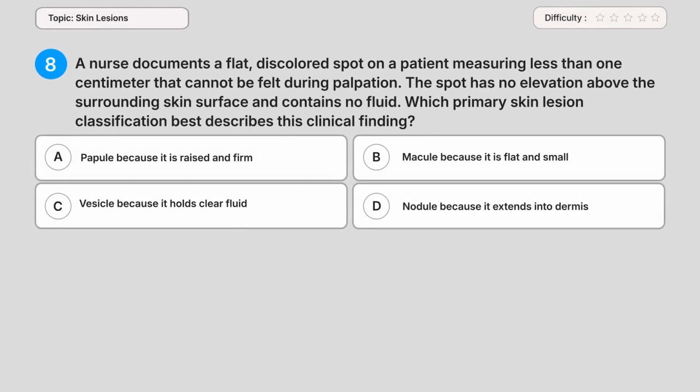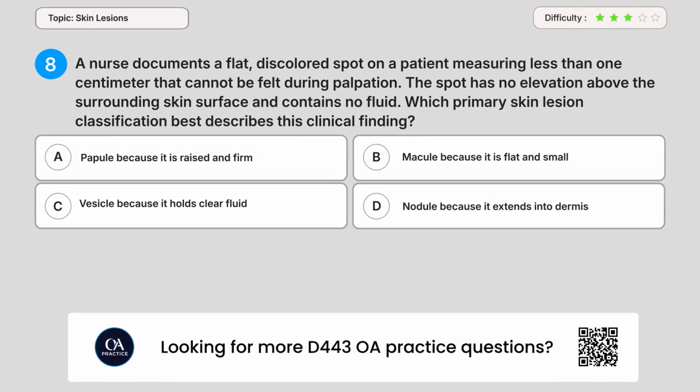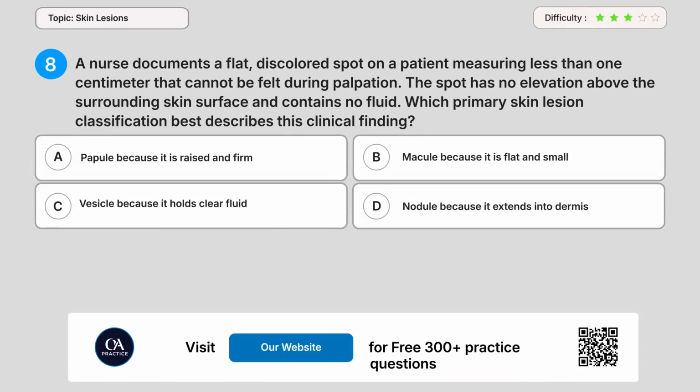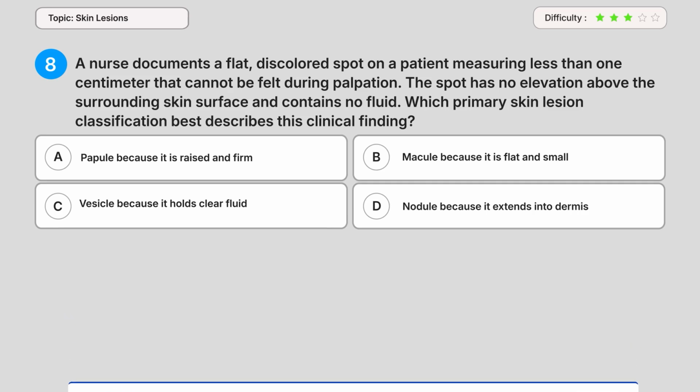8. A nurse documents a flat, discoloured spot on a patient, measuring less than 1 centimetre that cannot be felt during palpation. The spot has no elevation above the surrounding skin surface and contains no fluid. Which primary skin lesion classification best describes this clinical finding?